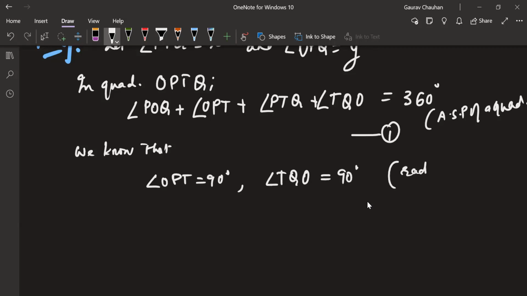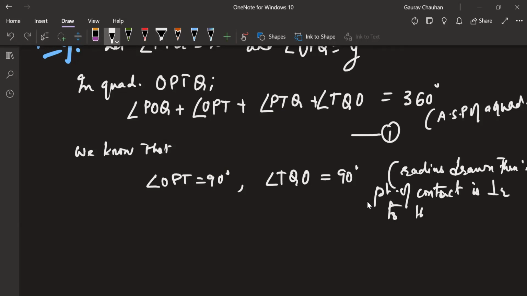Reason is radius drawn through point of contact is perpendicular to the tangent. You have to write the entire thing. Please copy as we are talking. Okay, are we good with this so far?